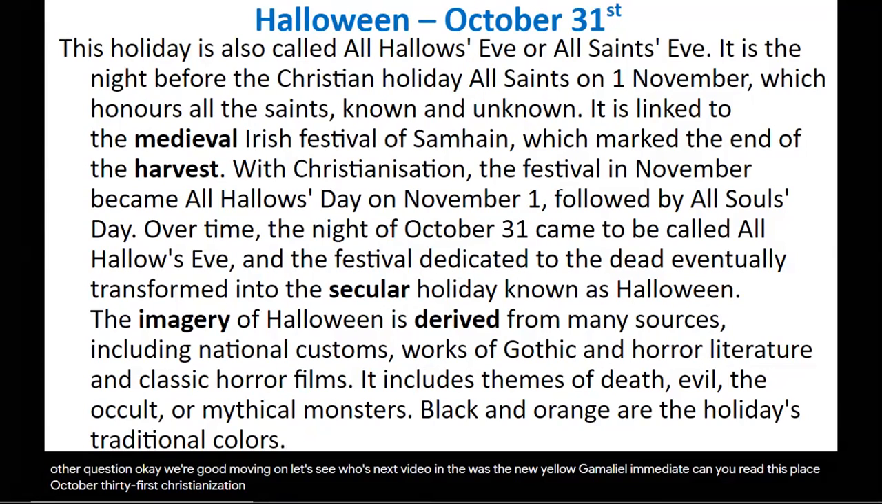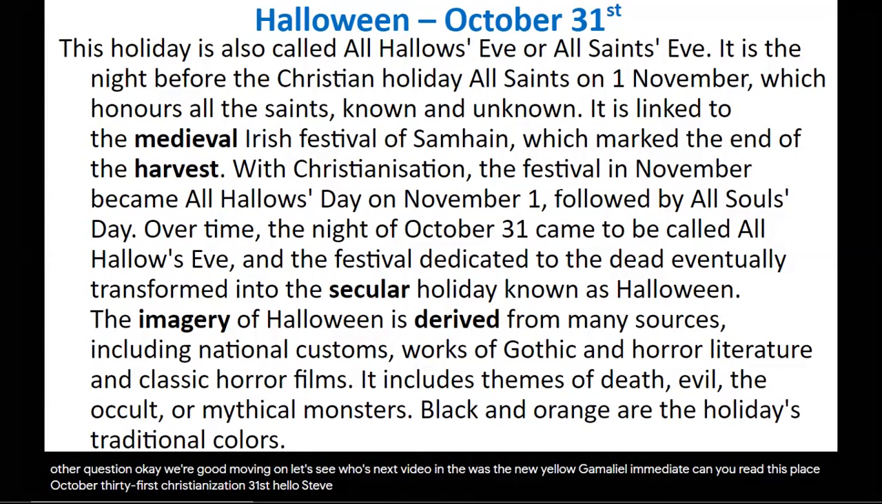Over time, the night of October 31st came to be called Hallow Eve, and the festival dedicated to the dead eventually transformed into this secular holiday known as Halloween.